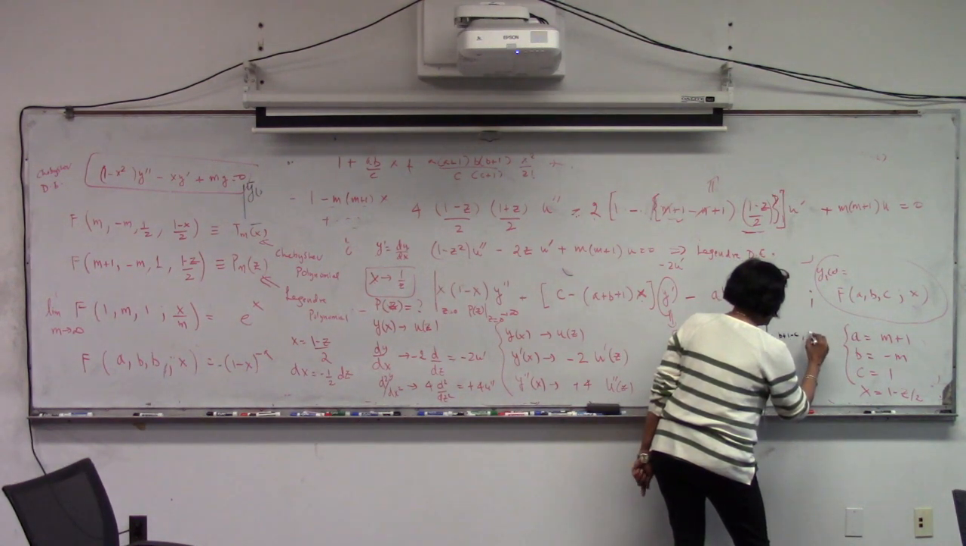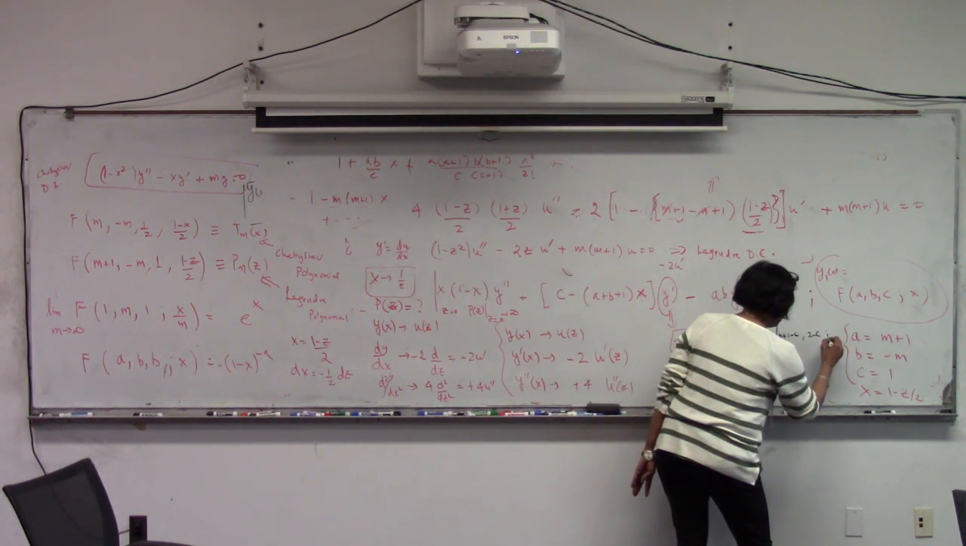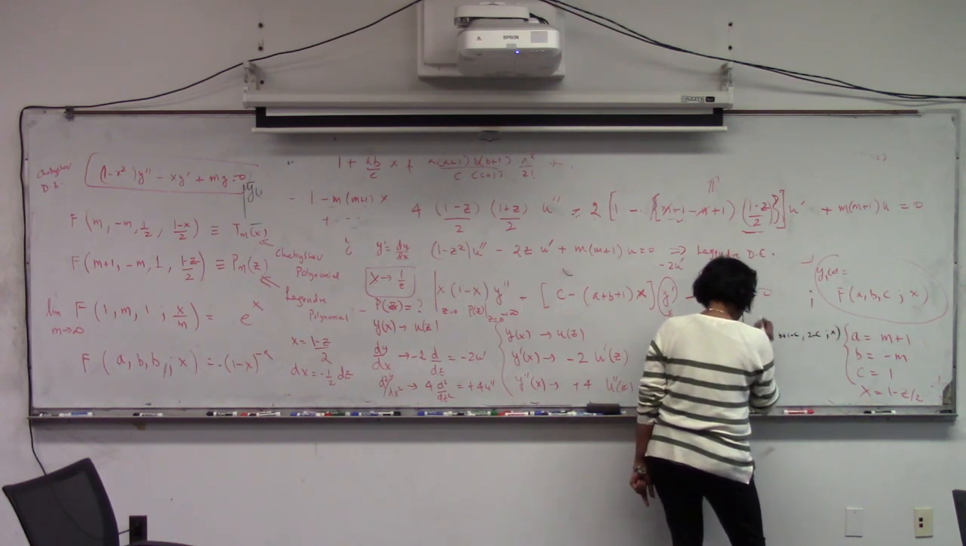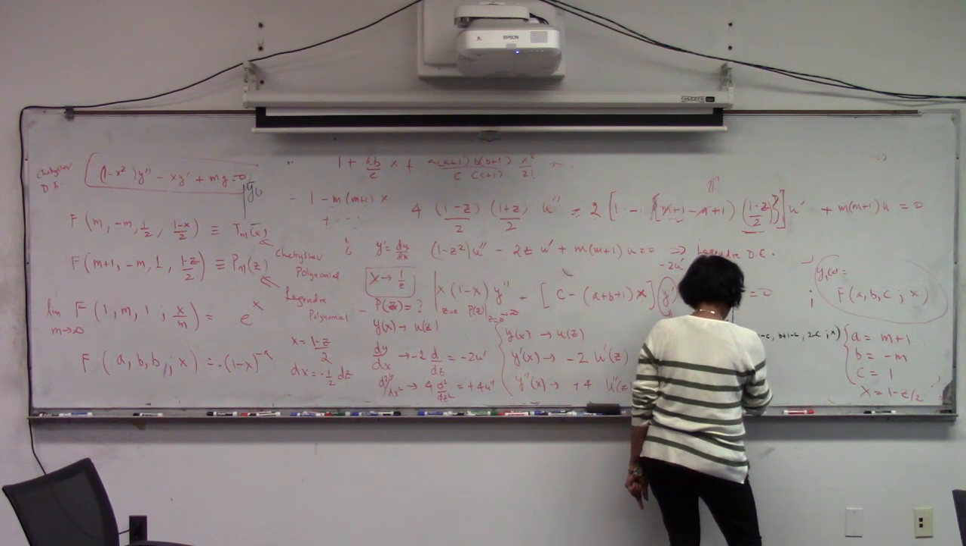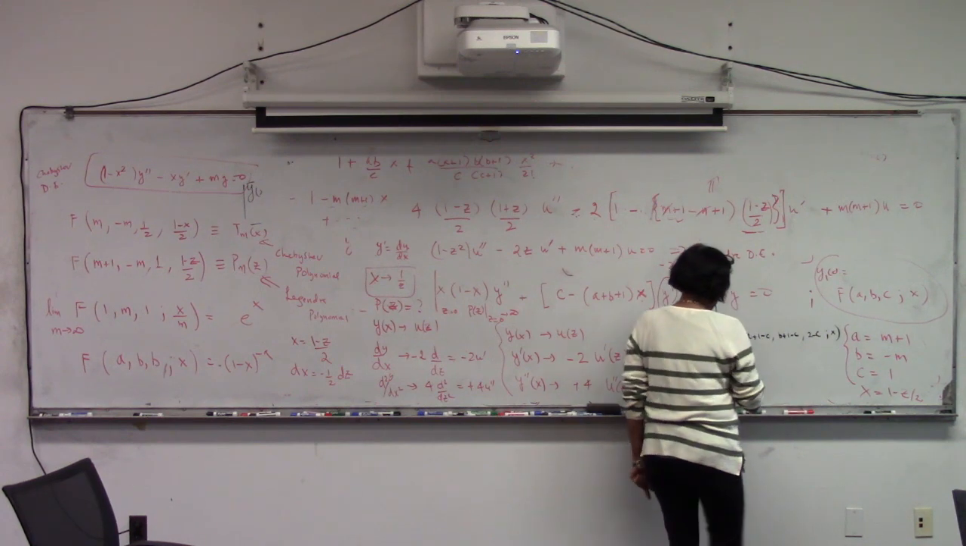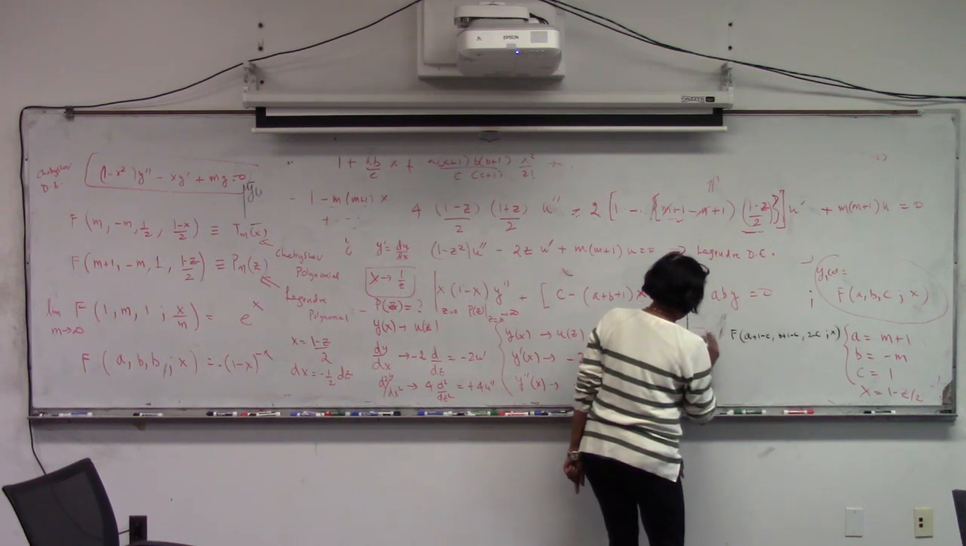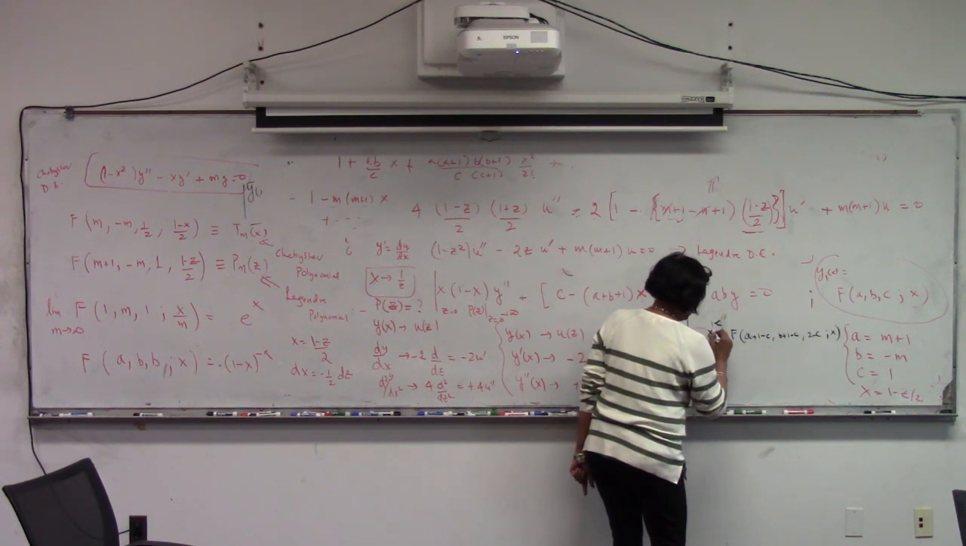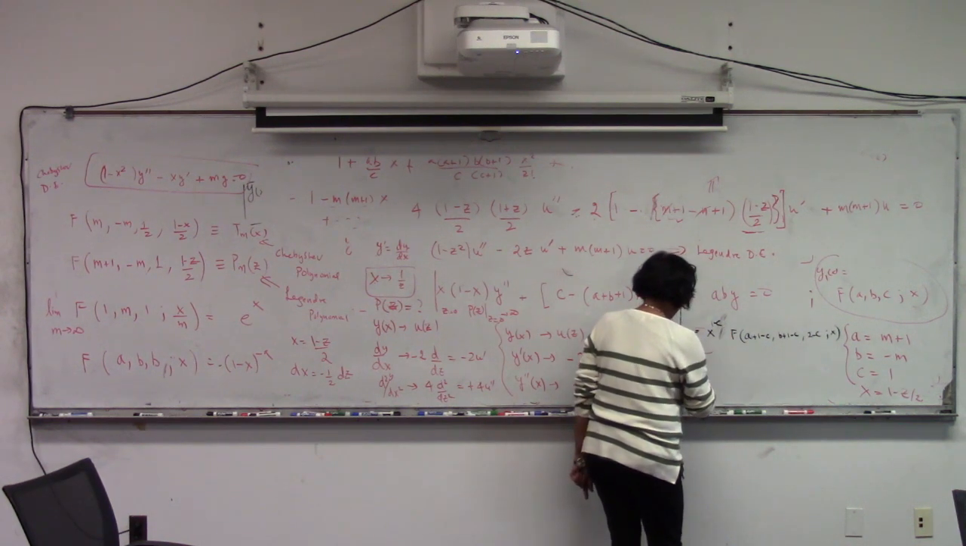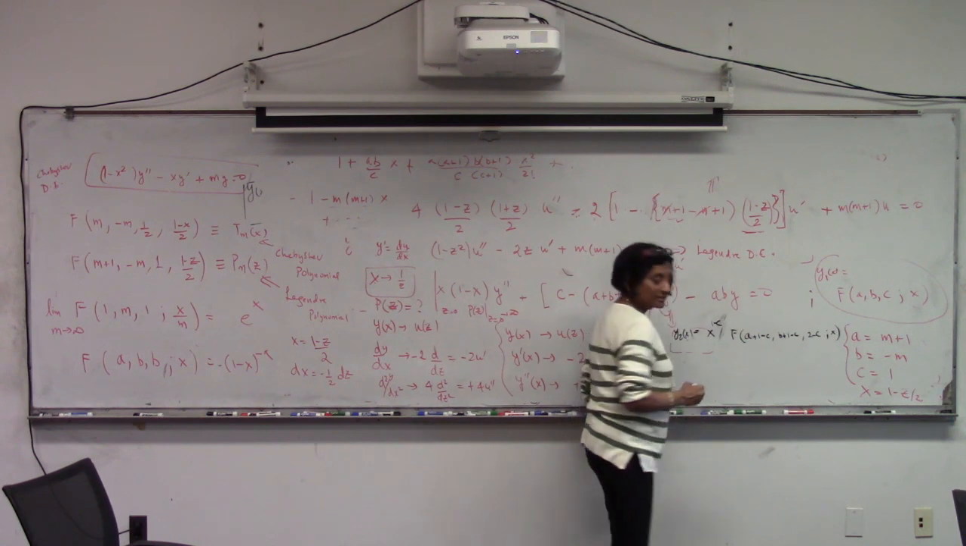What was that one? 2 minus c, right? 2 minus c. Let's call that my second solution. I also have this, so we also have this in this case. That's my y2 of x here. This is my second solution here.